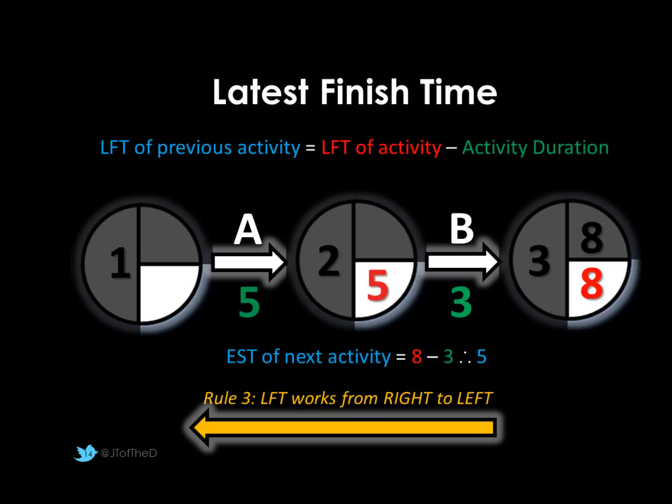Again, if we continue that along, you'll find that 5, latest finish time of activity A, node 2, take away 5, will give us a 0. So again, that tells us the latest point that we can be starting that next activity, or the latest point the last activity must be completed by.